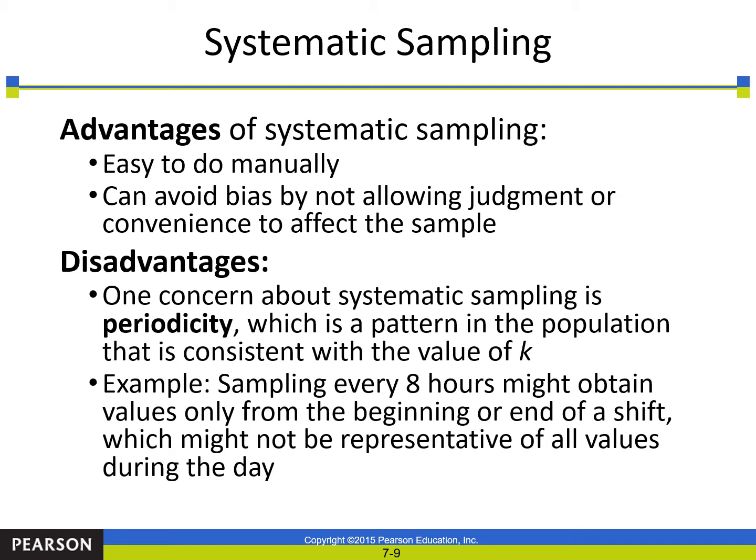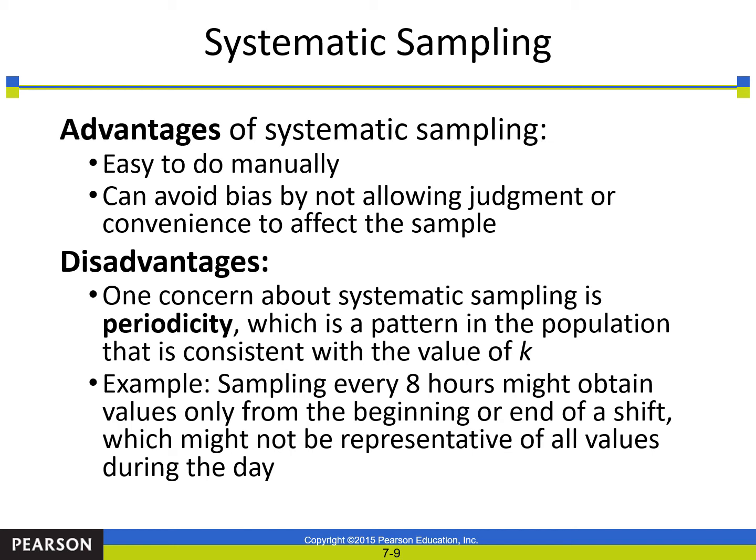Advantages of this method is that it's really easy to do manually, and of course we typically don't do anything manually. We have software doing stuff for us, and we can avoid bias by not allowing judgments or convenience to affect the sample. There is a disadvantage to this method, and if we have some sort of periodicity in our population, then this could lead to a bias and the sample not being representative of the whole population.